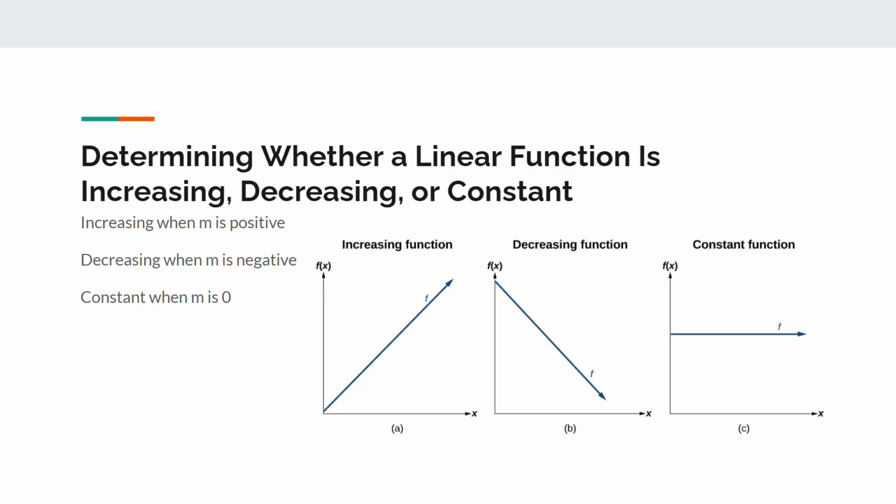Okay, moving on, we're going to learn about determining whether a linear function is increasing, decreasing, or constant. So an increasing linear function will be when the slope is positive. The opposite of that, a decreasing function, is when the slope is negative. And we say a function is constant when the slope, its m, is 0. So pretty easy. A function is increasing when the slope is positive, it's decreasing when the slope is negative, it's constant when the slope is 0.